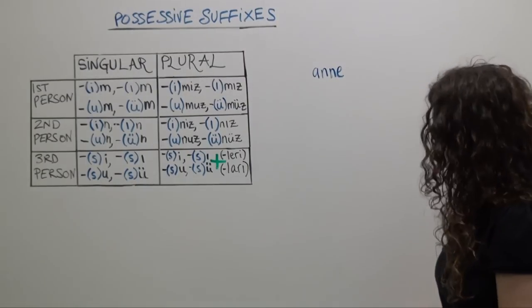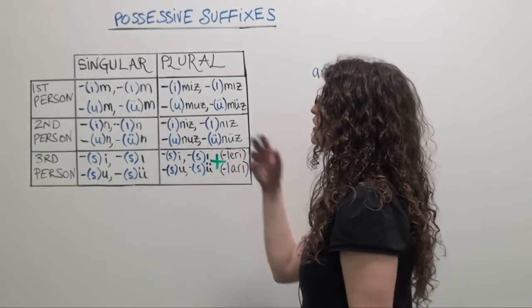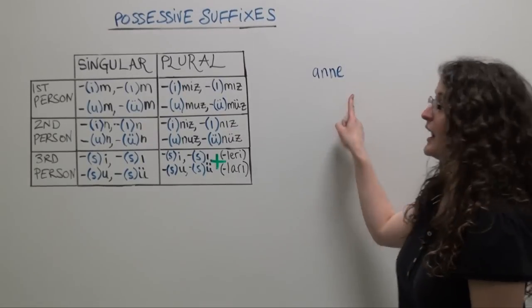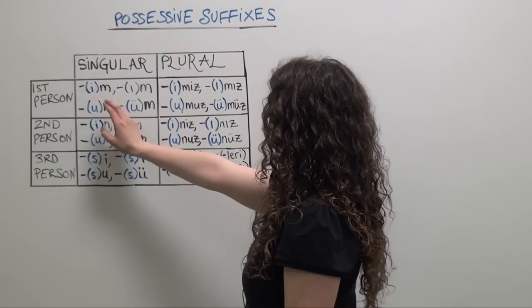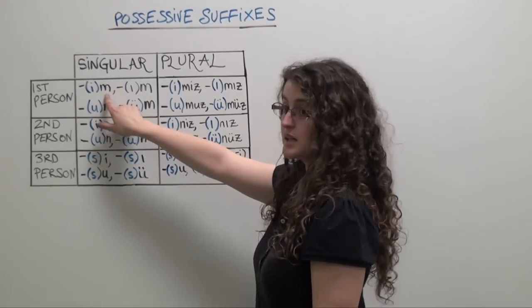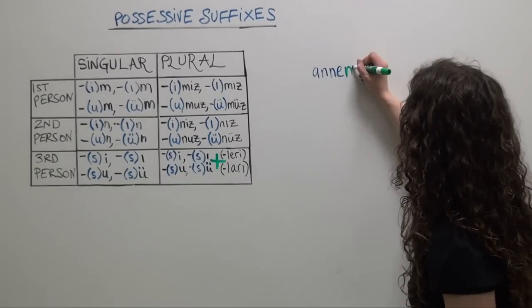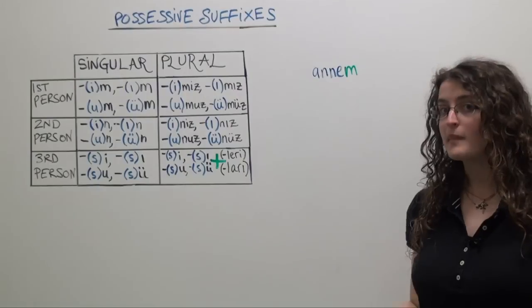If you want to say my mother, you're going to choose the first person singular form of the possessive suffix to attach right to the end of the word anne, mother. So we see that our first person singular possessive suffix is m. So to say my mother, we simply say annem. This word all by itself encompasses the phrase my mother.